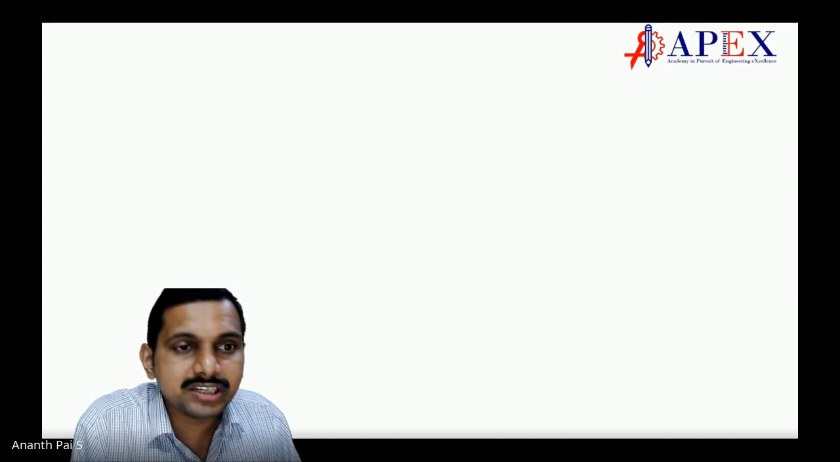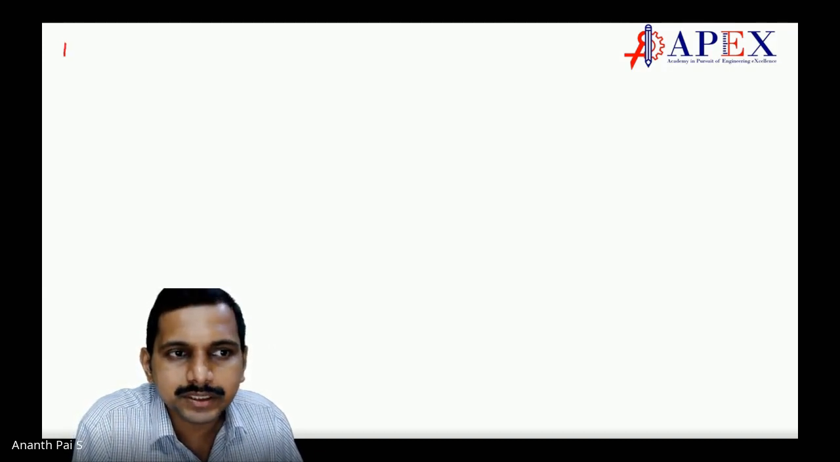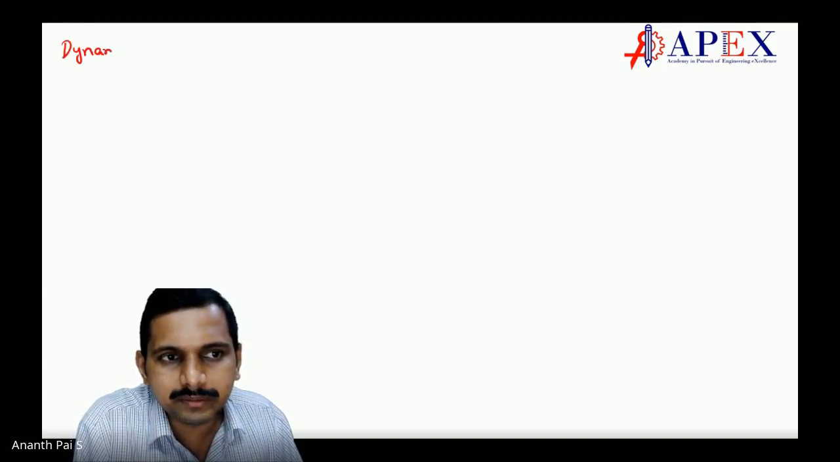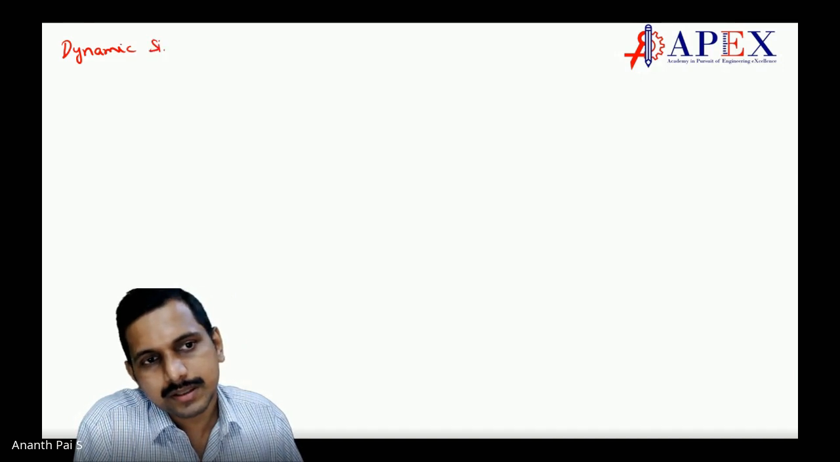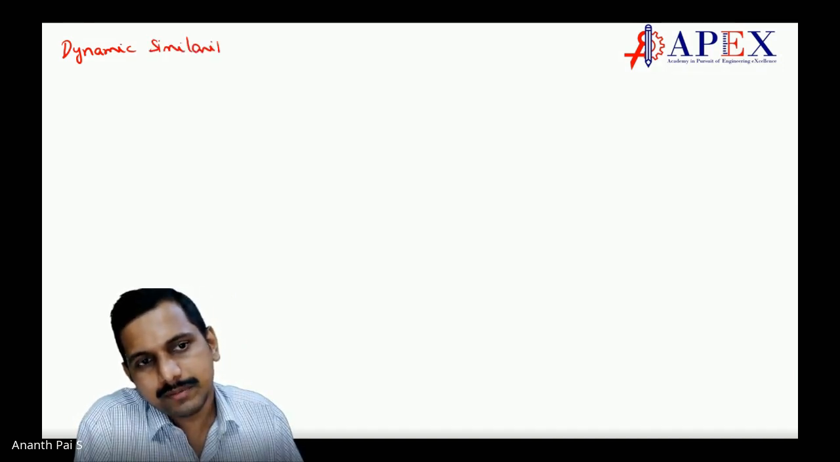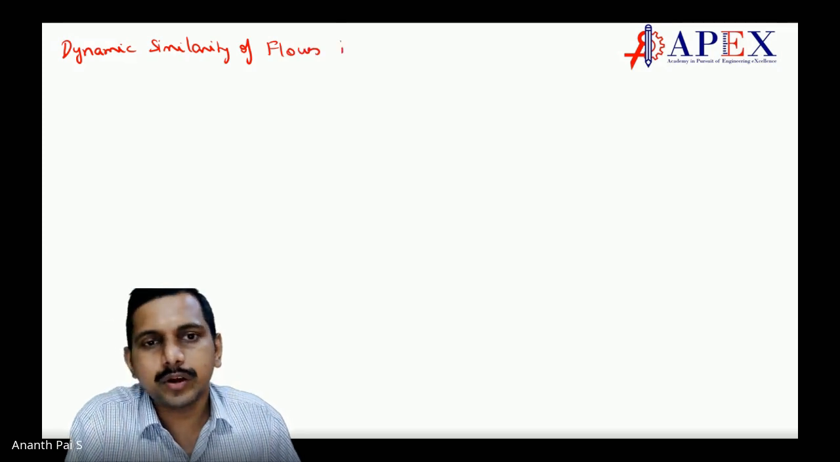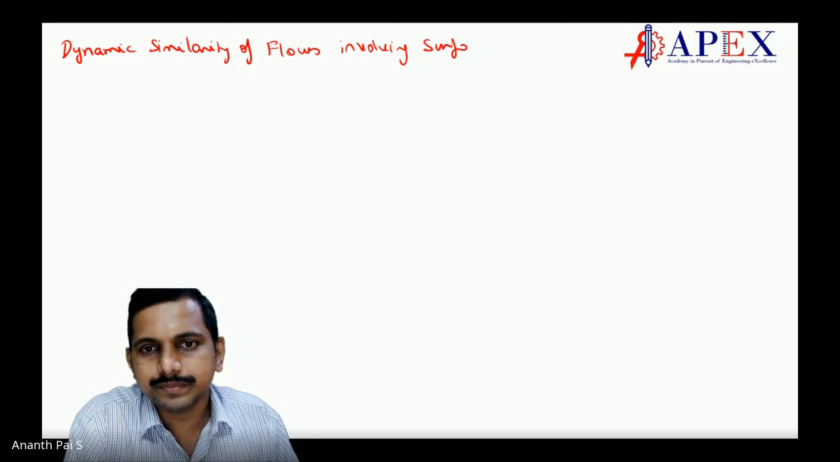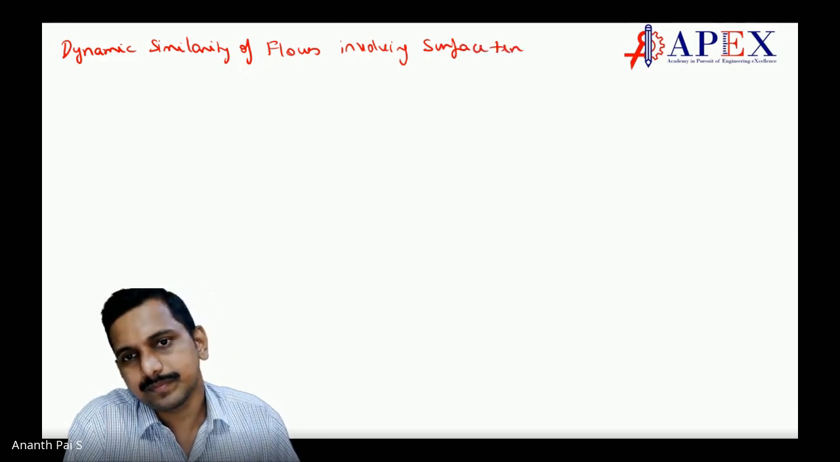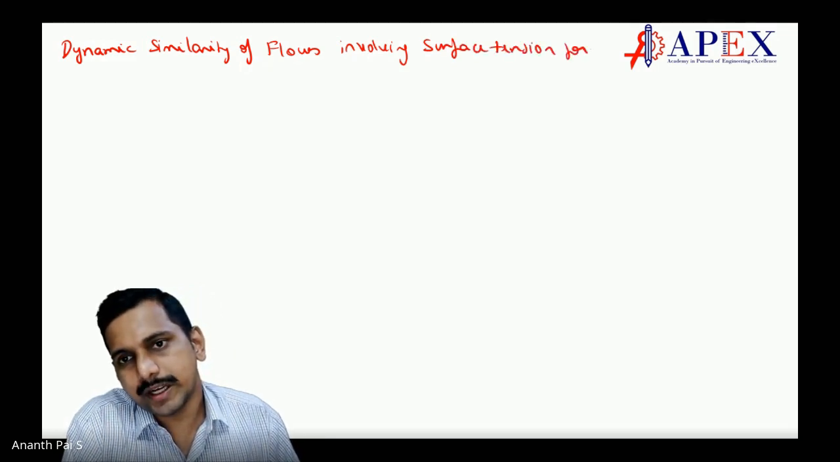Similarity where surface tension is the dominant force. Dynamic similarity, similarity of flows involving surface tension forces. So write this in a separate one.